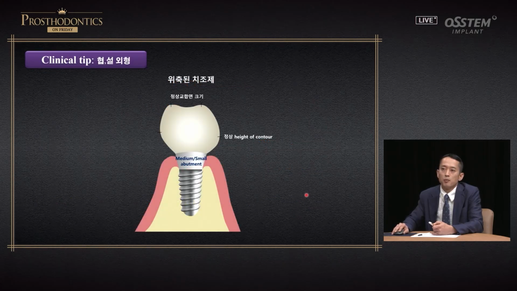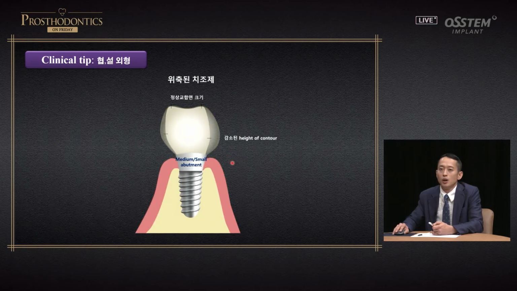Let's look at the image. If you make the prosthesis like here, food impaction is going to occur here. Or if you make it like this, the height of contour is not going to function and food is going to be stuck within the sulcus and food impaction is going to occur.